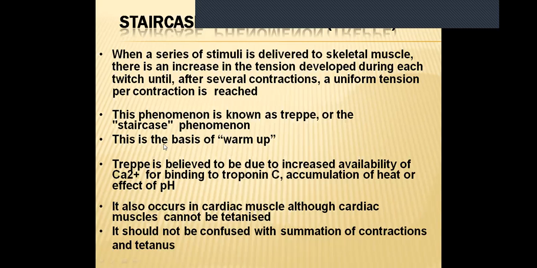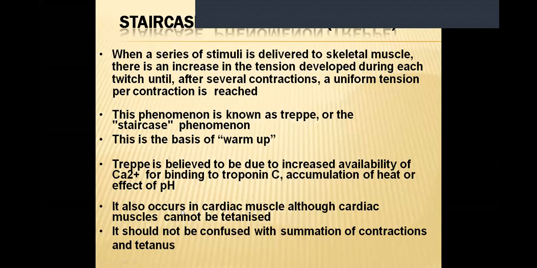Some people who participate in running events do some warming up in the beginning of the event. Due to this warming up, all muscles reach their maximum strength. That's why they can perform very well in the competition, and that's why athletes do warming up before athletic events. So the basis for warming up is the phenomenon of staircase, or Treppe. Treppe is believed to be due to the increased availability of calcium for binding to troponin, and accumulation of heat or the effect of pH.